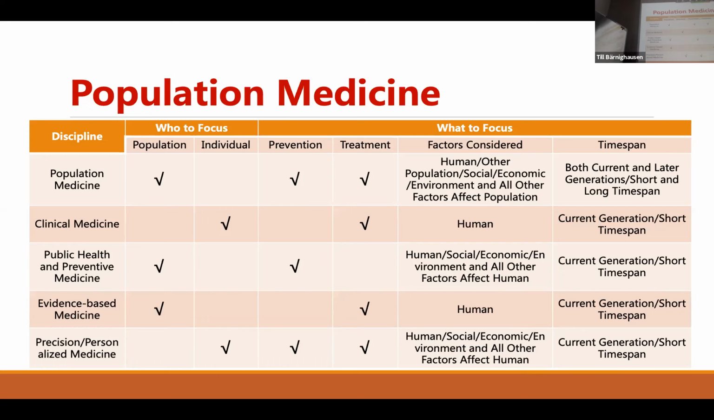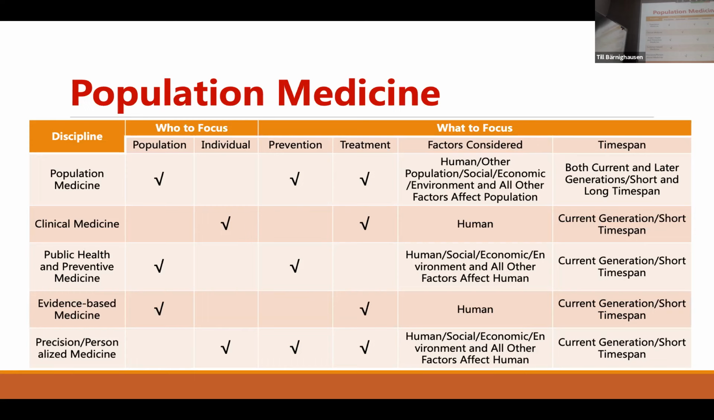rather than the individual. Clinical medicine is focused on the individual, because if you see a doctor, the doctor will treat you specifically based on your own characteristics. He may ask you several questions about your syndrome and about your family history, etc., and then prescribe drugs based on your characteristics.